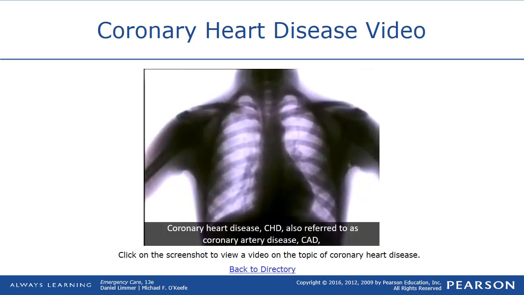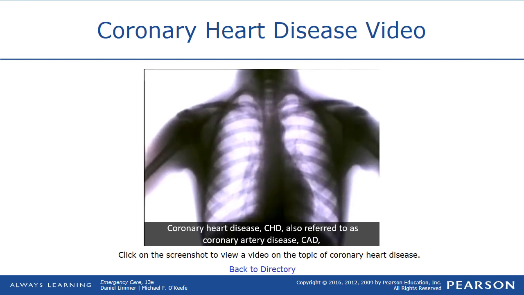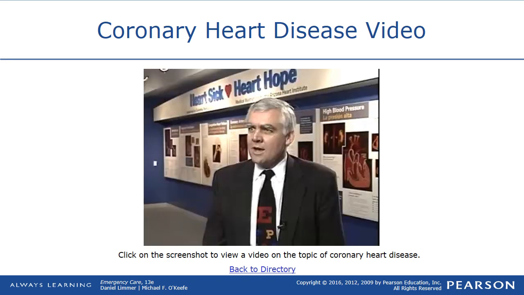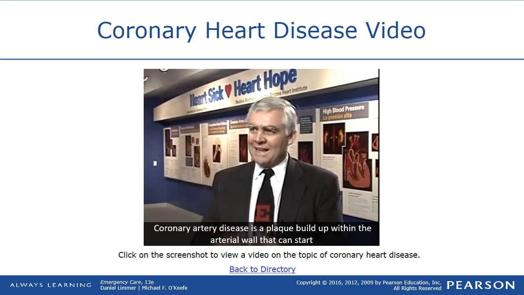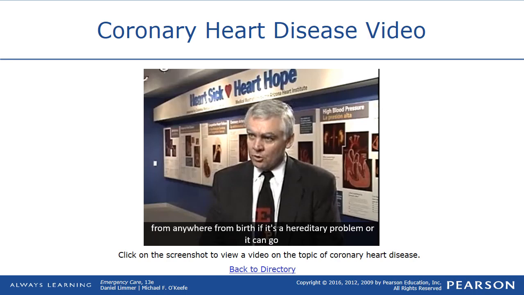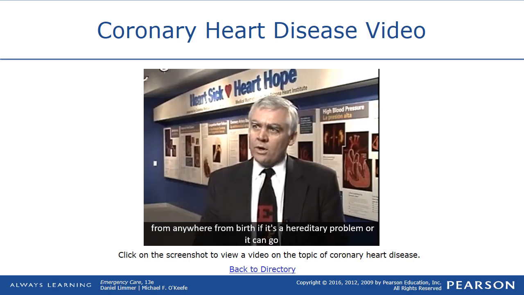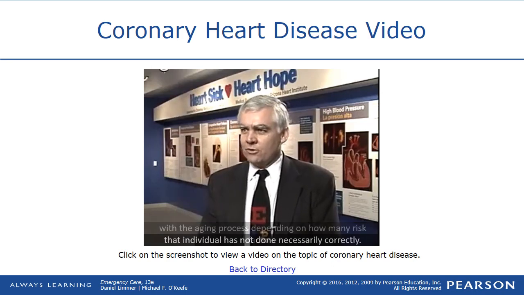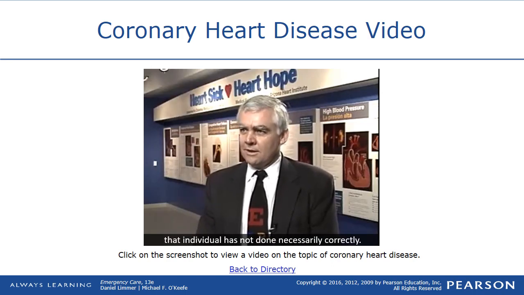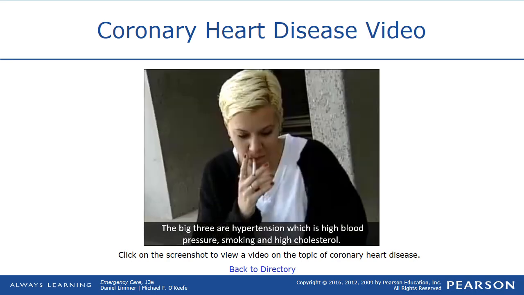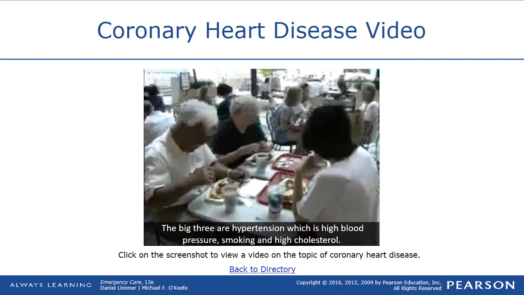Coronary heart disease, CHD, also referred to as coronary artery disease, CAD, is the most common type of heart disease. Coronary artery disease is a plaque buildup within the arterial wall that can start from birth if it's a hereditary problem, or it can go with the aging process depending on how many risk factors that individual has not done necessarily correctly. The big 3 are hypertension, which is high blood pressure, smoking, and high cholesterol.